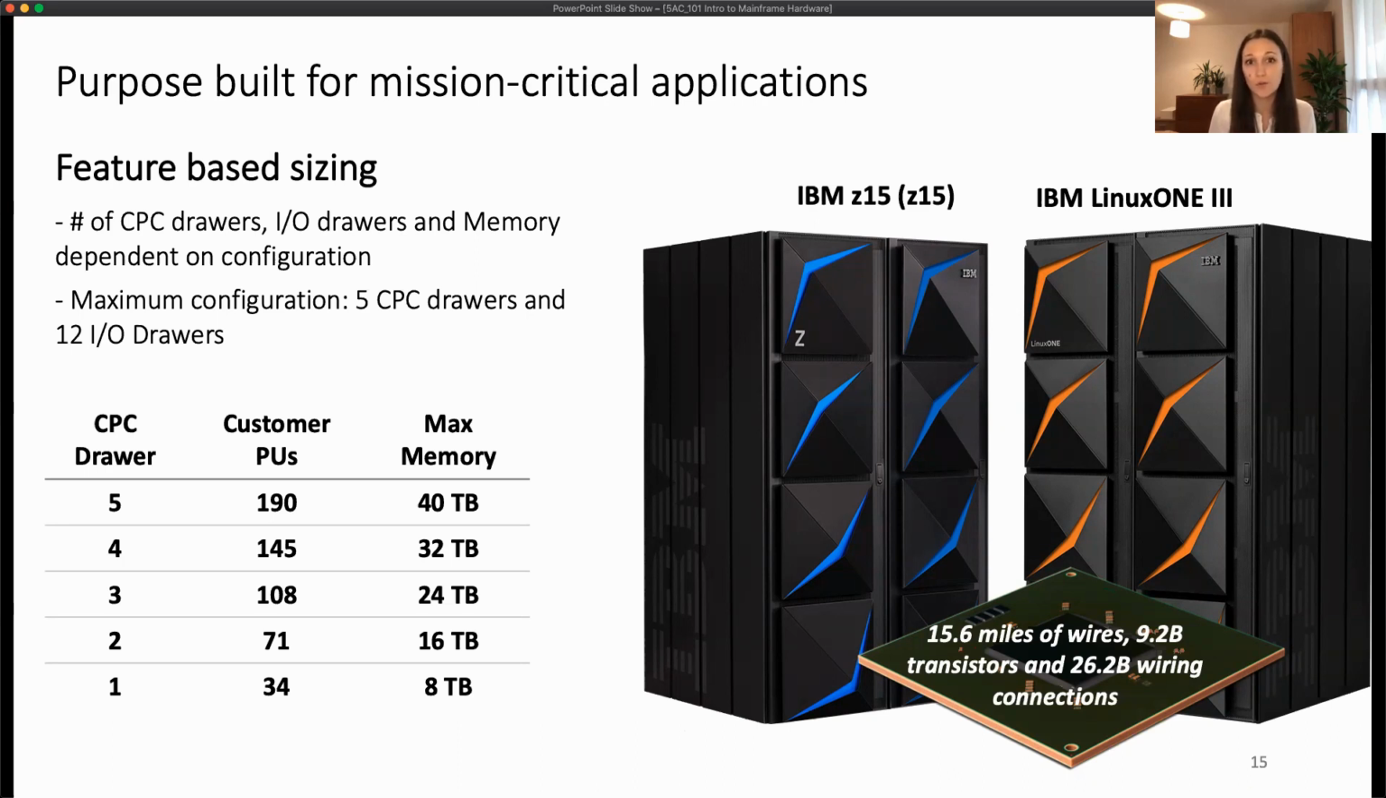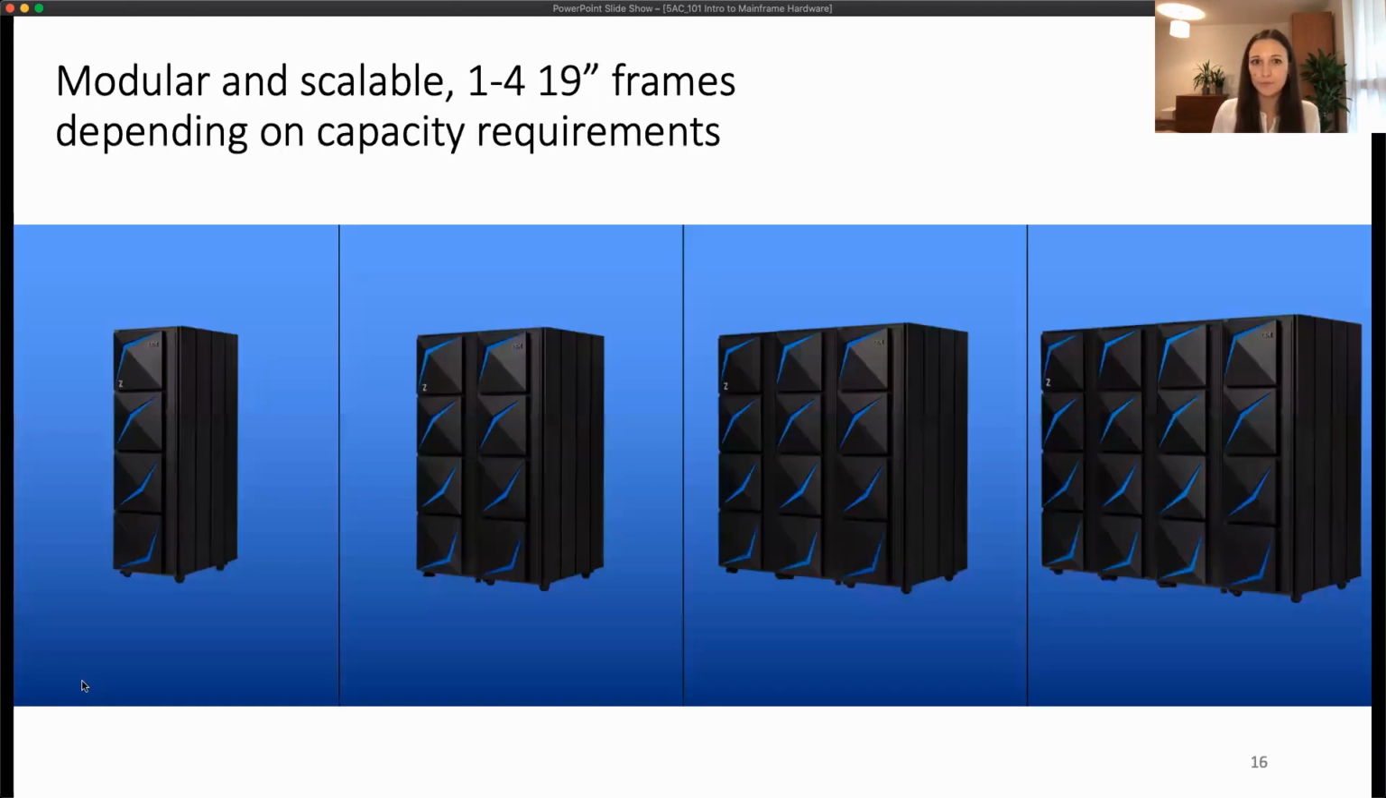So based on the number of cores, a certain number of CPC drawers is required. So if there's a company that needs to have the maximum amount of cores, so 190 cores, and really needs an extremely powerful machine, they would need to have 5 CPC drawers. But there might also be companies that require a smaller option. So if they would only require 20 cores, for example, they would only need 1 CPC drawer. And based on this configuration, based on how many CPC drawers they need and how many I/O drawers, the mainframe comes in different sizes. So let's take a quick look at that.